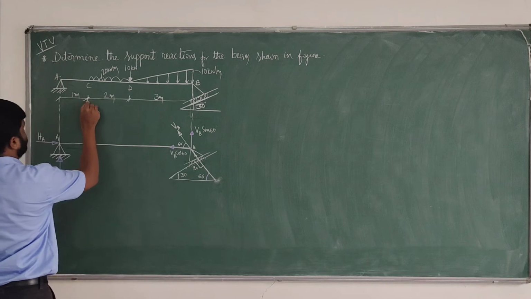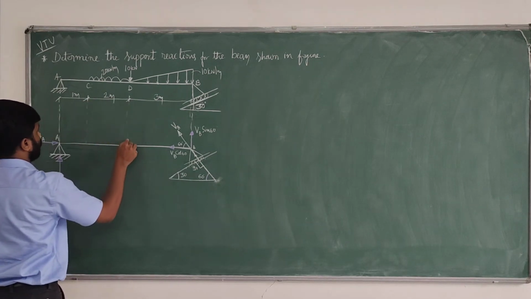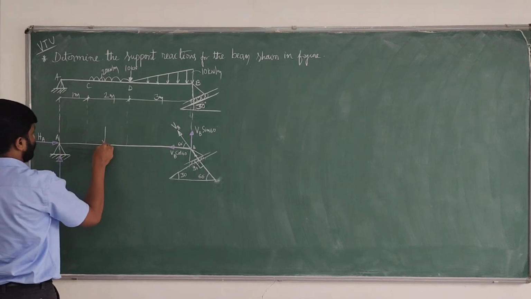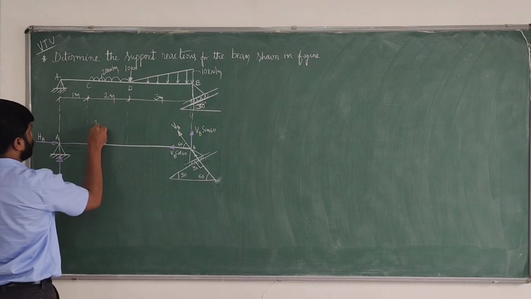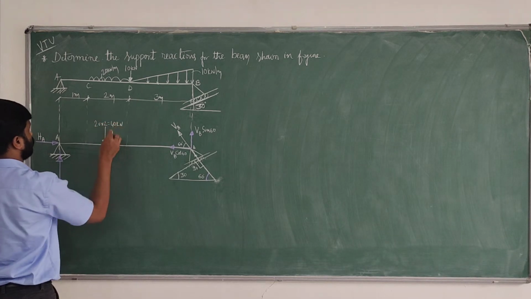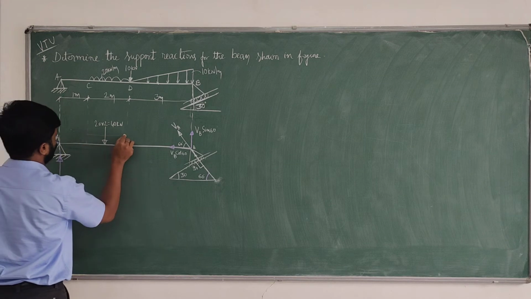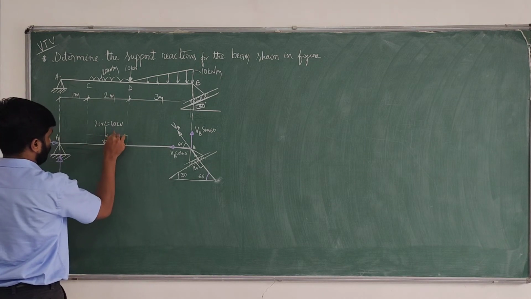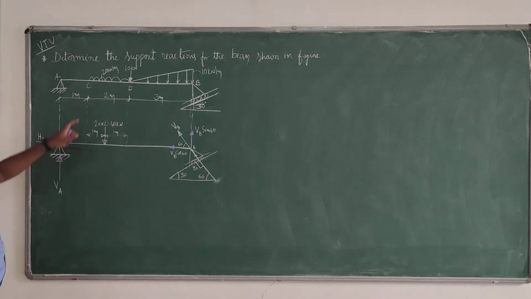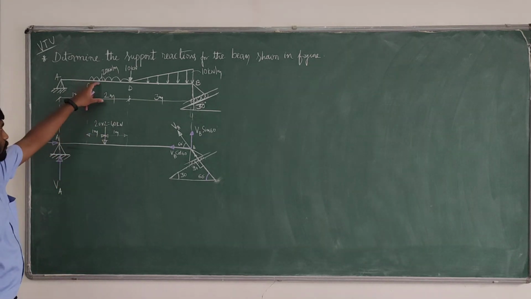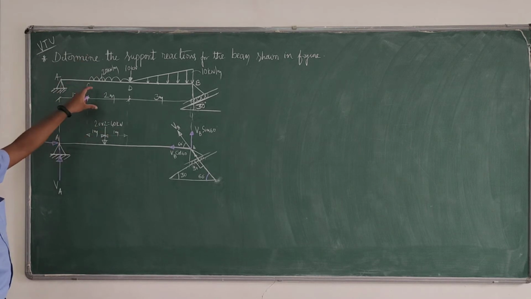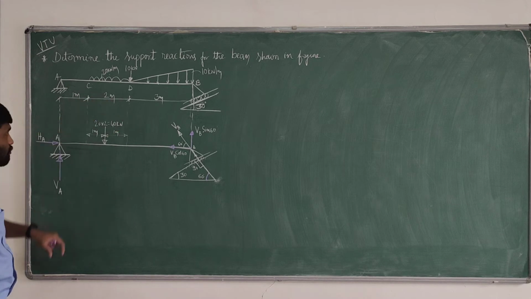So here at the CD span, you are having a UDL, right? UDL 20 into 2, W into L, 20 into 2, which is 40 kilonewton, acts at L by 2. 2 by 2 means this distance is 1 meter and this distance is 1 meter. So convert the UDL into a point load. W into L, W is 20, length is 2. 20 into 2, 40. Acts at L by 2, 2 by 2 is 1 meter.